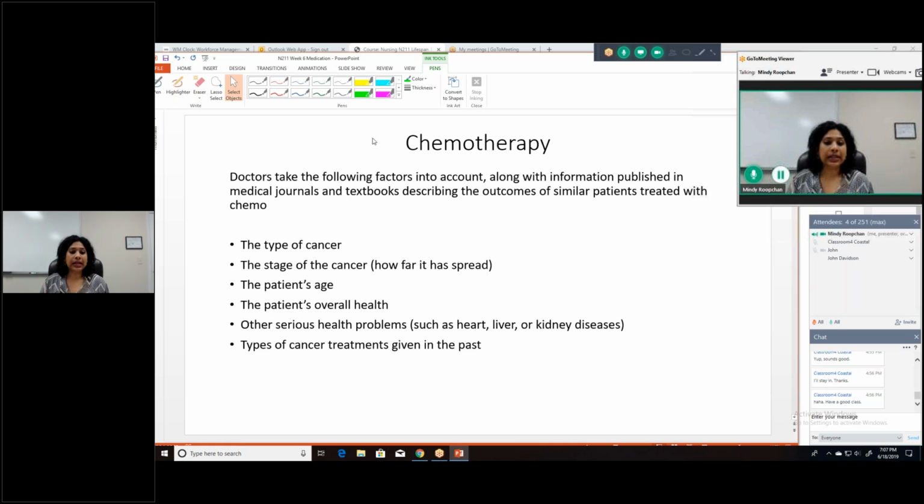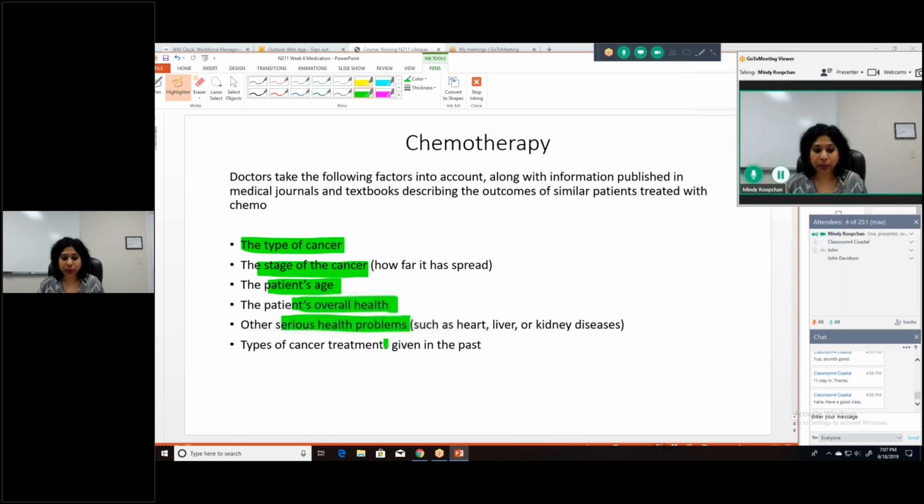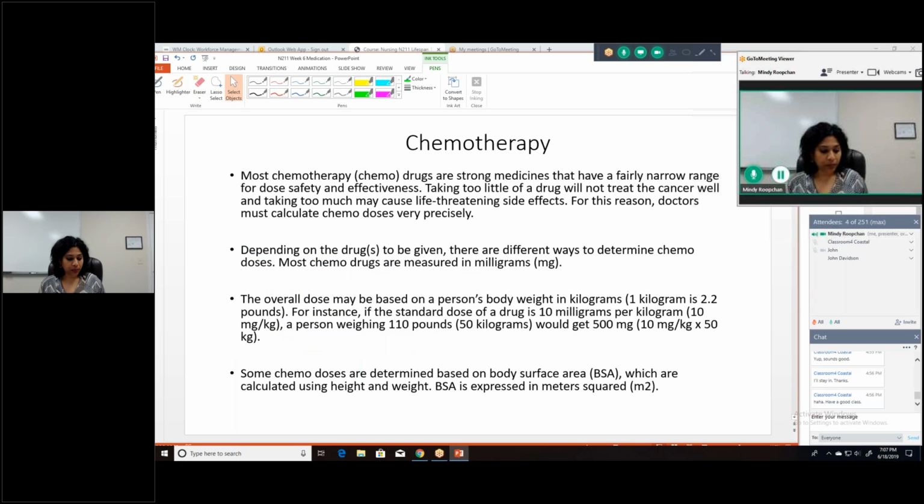So doctors will take the following factors into account when a patient is being treated with chemo: the type of cancer, the stage, the age, the overall health of the patient, serious health problems, and if they've had any treatments in the past for cancer. Most chemotherapy drugs are strong medications with a fairly narrow range for dose safety and effectiveness. Too little of the drug is not going to treat the cancer. Too much is going to be life-threatening. So it's very closely and precisely calculated.